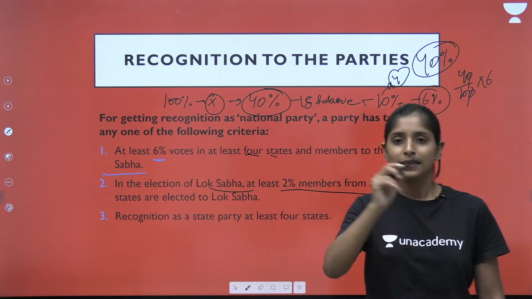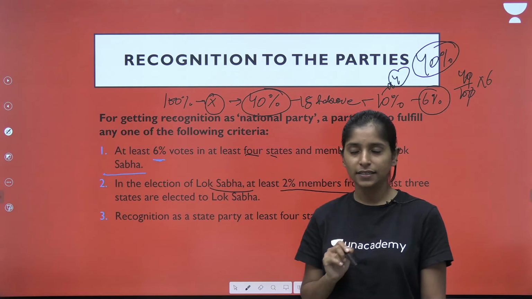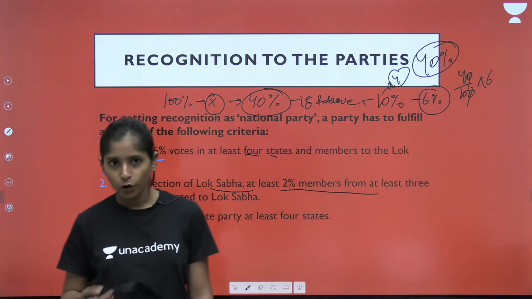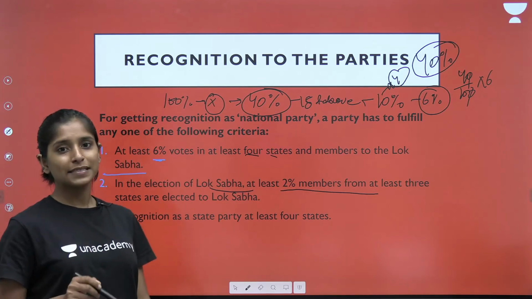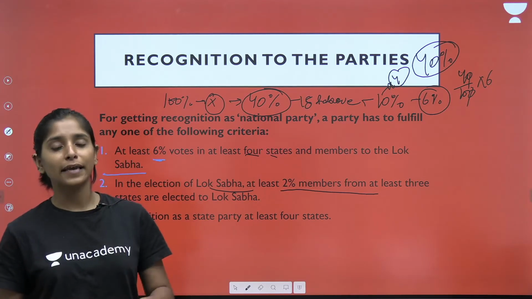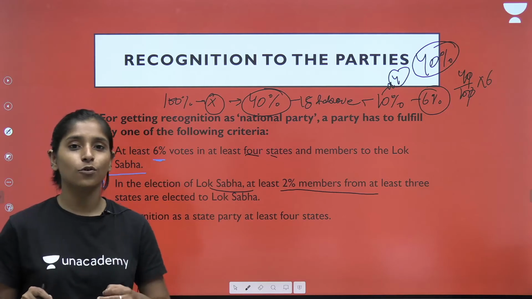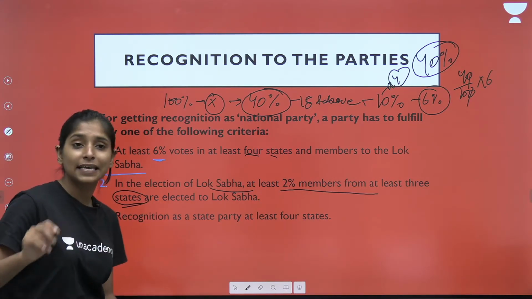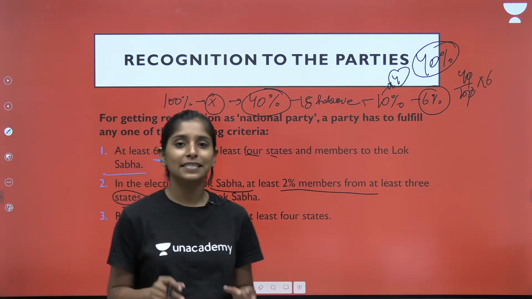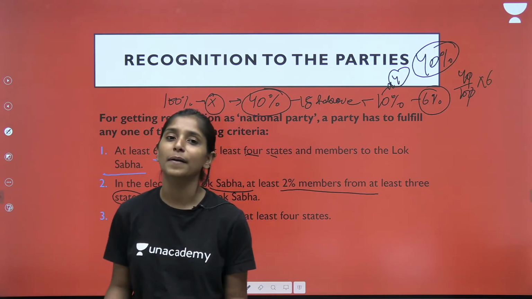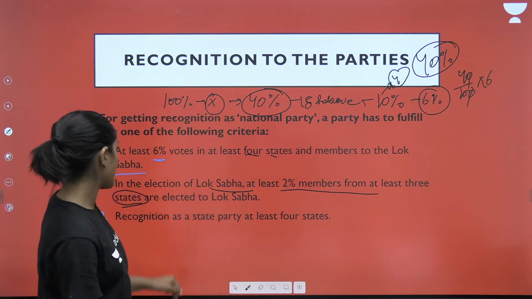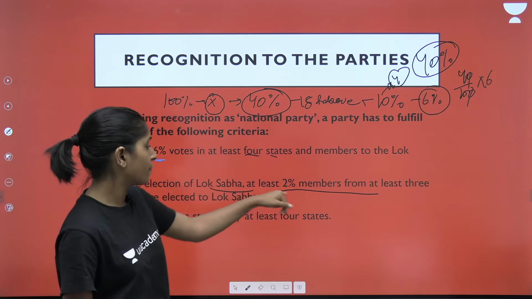ठीक है, this is how it happens, right? So if somebody wants to contest elections for Lok Sabha, so 2% members ही elect हो पाएंगे, और वो 2% members को elect होने के लिए कम से कम 3 states से जीतना पड़े. उस पार्टी को एटलीस्ट 3 states से जीतना पड़ेगा if you want to become a member of Lok Sabha. So उस पर्टिकुलर पार्टी को, that's how it is going to be. Recognition as a state party, at least 4 states.